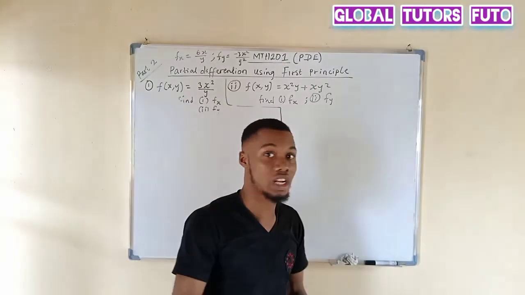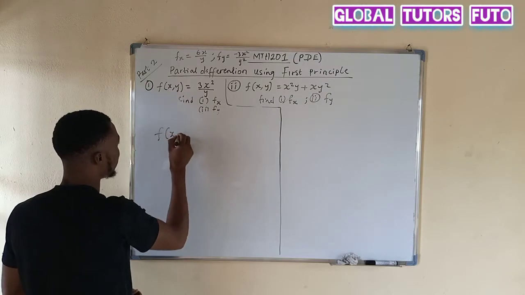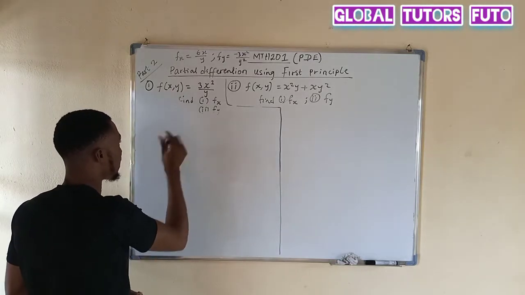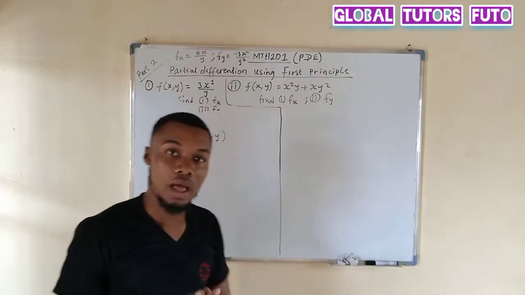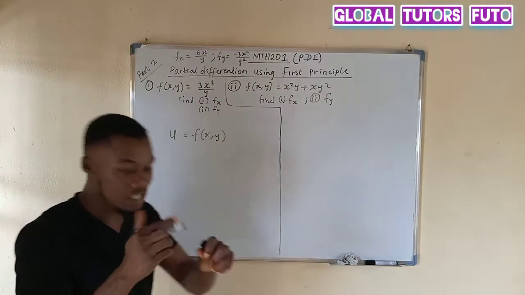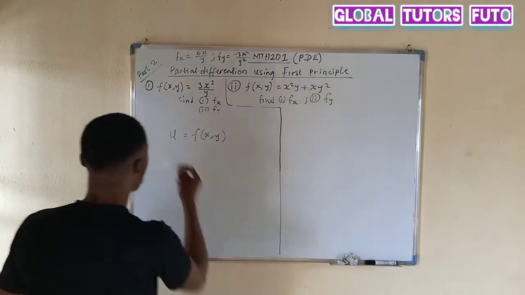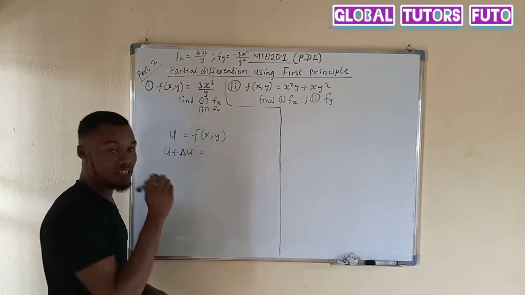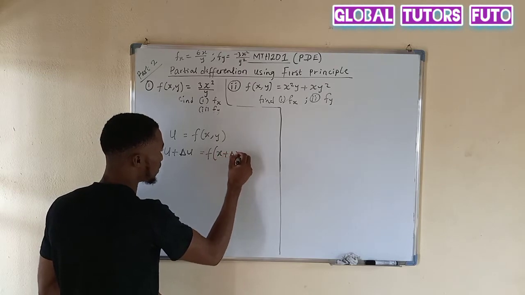But before we start using the general rule, let me make one or two explanations before we proceed. If we have f of x comma y, let's assume that u is equal to f of x comma y. Now, for me to have an increment in this function, there must be an increment in one of the variables or two of them at the same time. So look at what I mean. If I have u plus change in u, this implies that there is a change in x or a change in y. So I can have f of x plus change in x comma y.